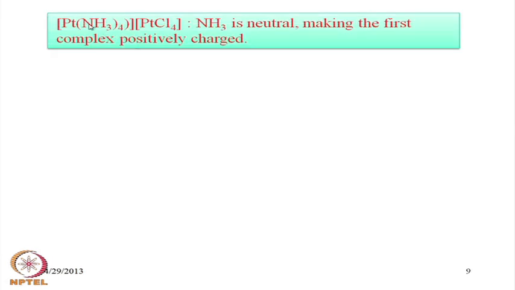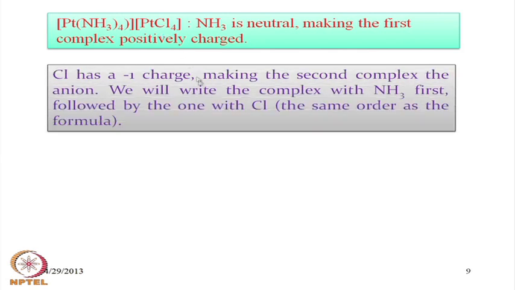Now is another typical example of the complex where both the cationic part and the anionic part are complex fragments. That means, we are not taking the help of any ammonium salt or any chloride or nitrate salt. We have made both the two parts, the cationic part as well as the anionic part, as complex species. So, NH3 is neutral, so the first part is cationic and chloride is anionic, so the second part is anionic.